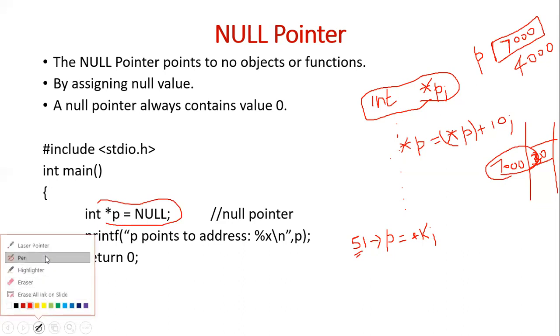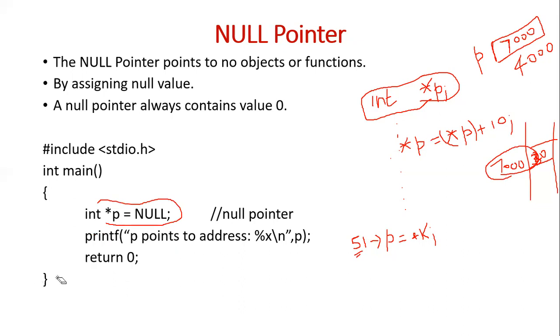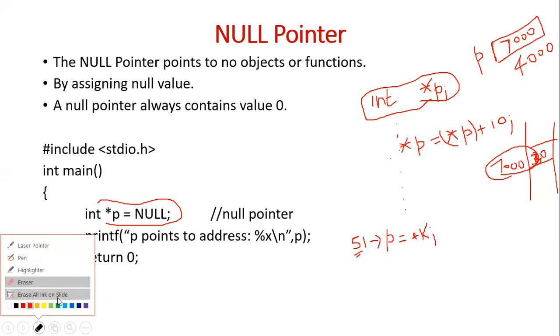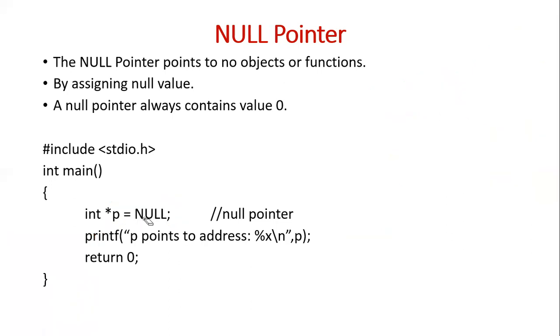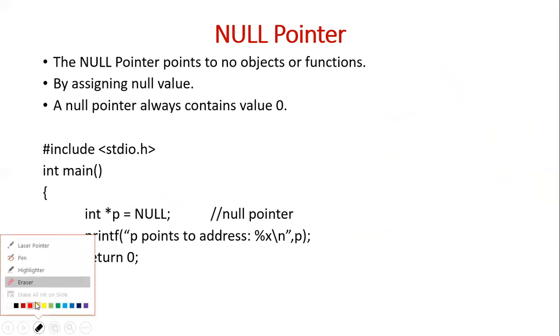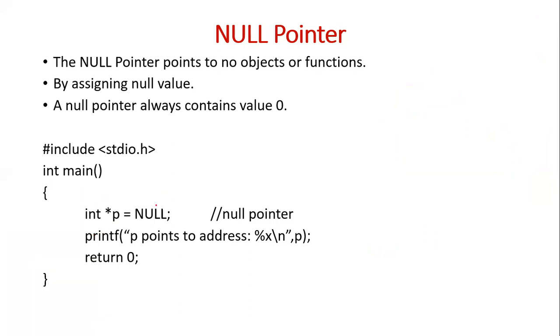Other than that, there is no specific purpose of the null pointer. So it is always good programming practice to assign the pointer to null. If the pointer is assigned to null, such a pointer is called a null pointer. And if you display the value of the null pointer, you will get either 0 or nil, depending on the compiler.